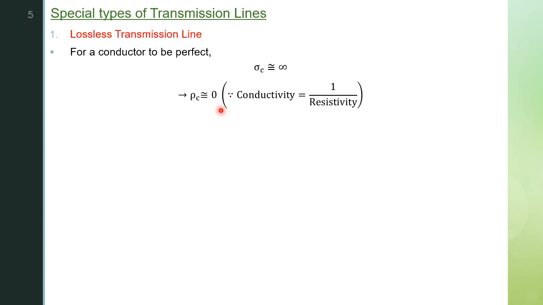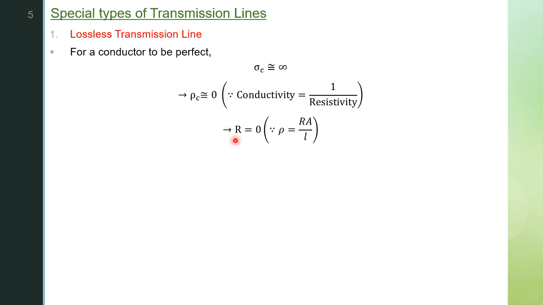So now we'll see two special types of transmission lines. One is the lossless transmission line and the other is the distortionless transmission line. When you consider a lossless transmission line, the conductors and the medium should be perfect and lossless. So if the conductor is a perfect conductor, then the conductivity will be very high, approximately infinity. If conductivity is infinity, the resistivity will be zero, since conductivity is inversely proportional to resistivity. And when resistivity is zero, the value of resistance will be zero, since the expression for resistance is R = ρ l/A.